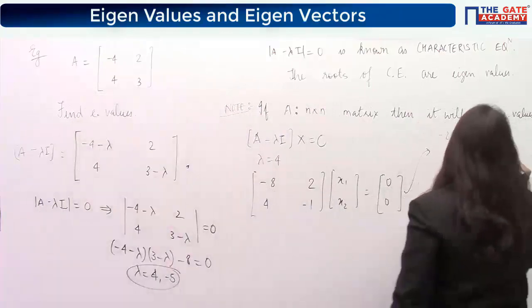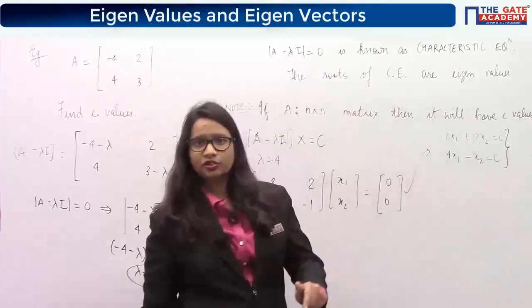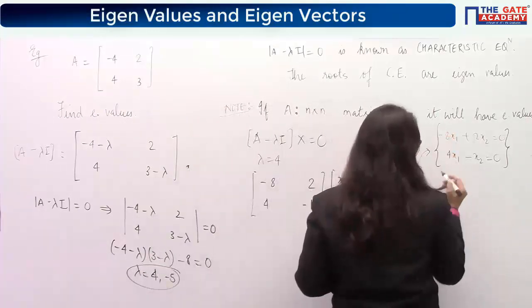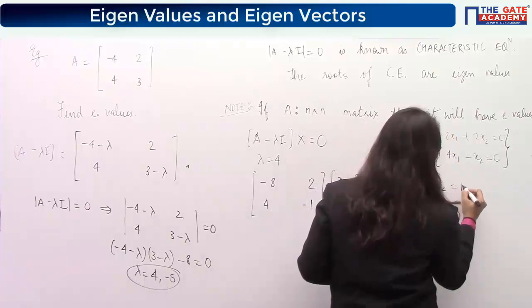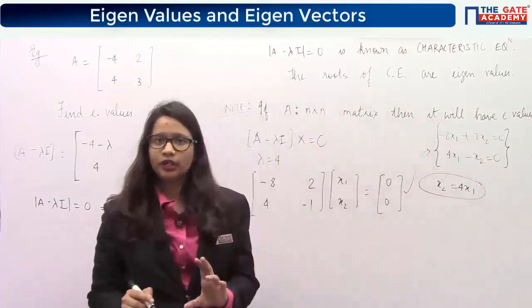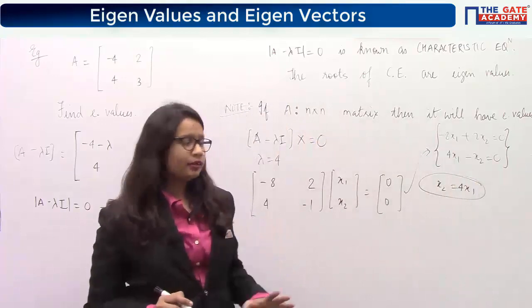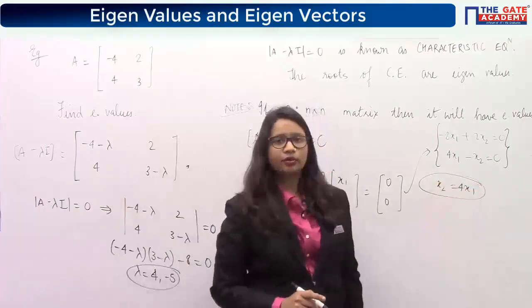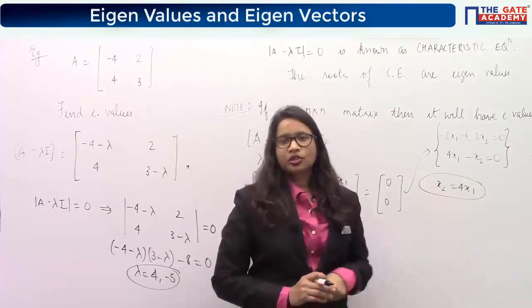So actually if you look carefully, these two equations correspond to only one equation, which is x2 = 4x1. These two correspond to only one equation. Both of them are the same thing. Both of them are dependent equations. That's why we will have only one equation like this.